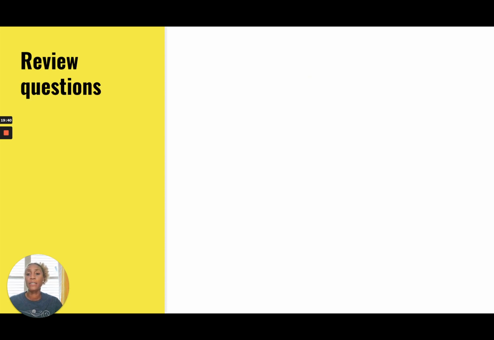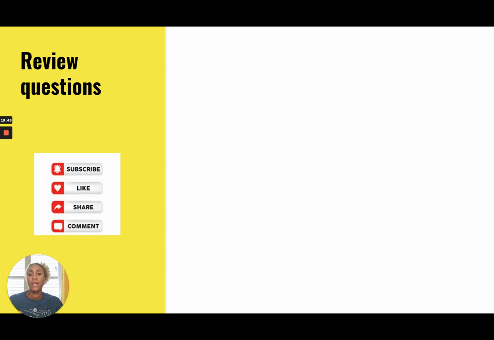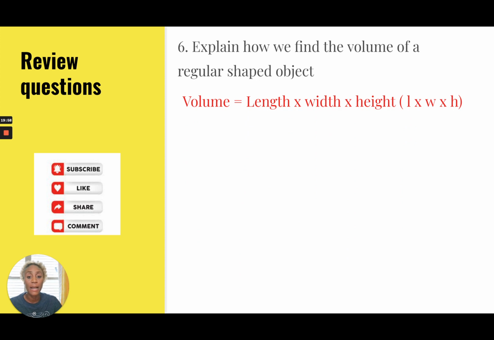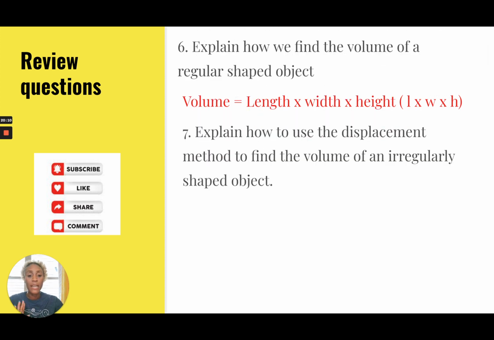And for our final 2 questions, explain how we find the volume of a regular shaped object. How do we find that volume, guys? Very good. We simply multiply the length times the width times the height to find the volume of that regular shaped object. Very good.